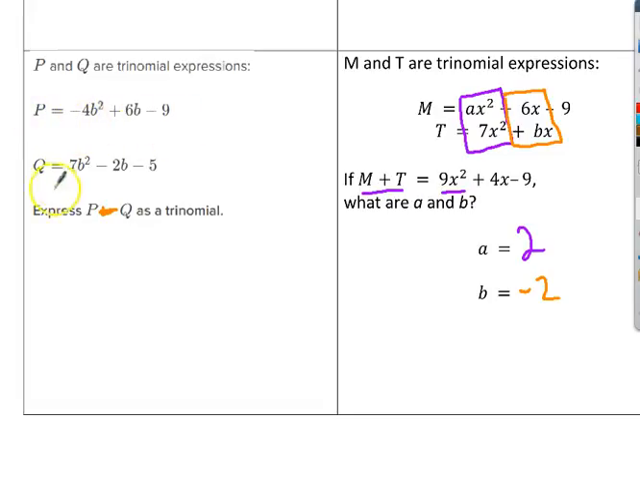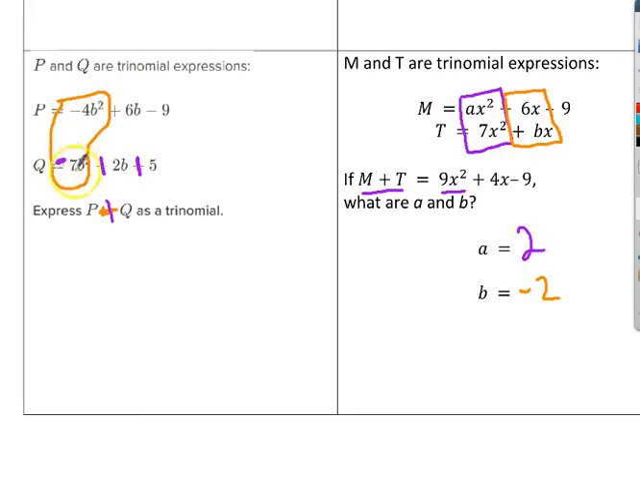I'm going to keep all these signs the same, but this one I'm subtracting, and so I'm going to change all those signs. So I'm going to flip this sign, and when I do that, I'm going to change all these. The 7 becomes negative, the 2b becomes positive, and the negative 5 becomes positive. And I did that because I was subtracting. Okay, and now I'm going to add my like terms. Negative 4 and negative 7.